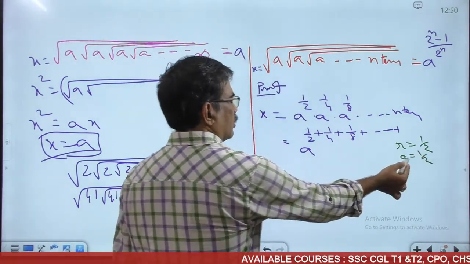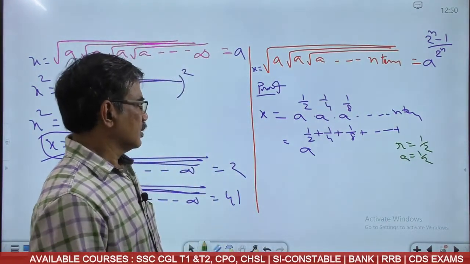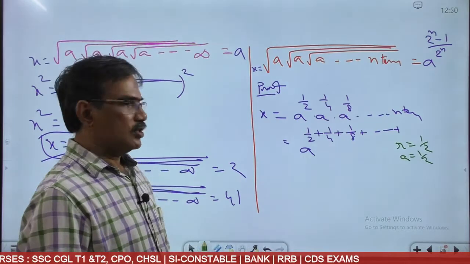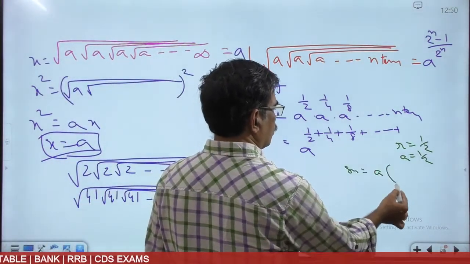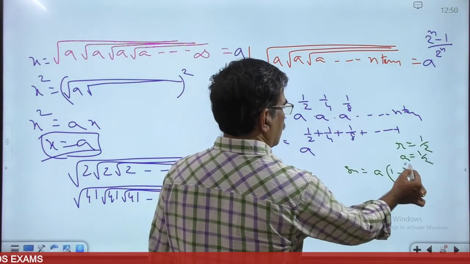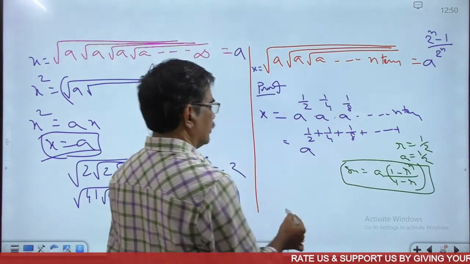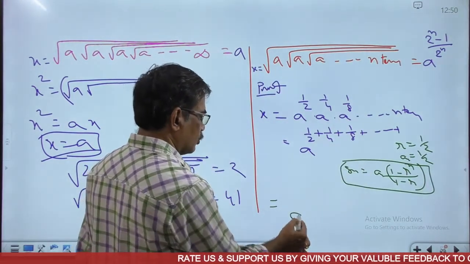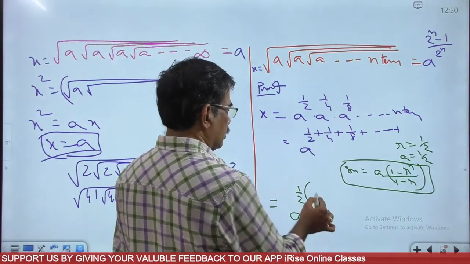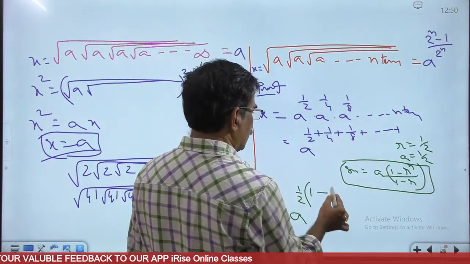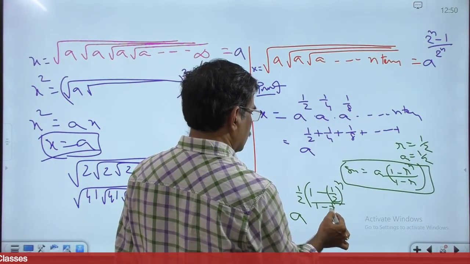Generally the first term is denoted by a, but I want to consider a1. What is the sum of n terms in geometric progression? The sum of n terms in geometric progression is a1 into (1 minus r power n) by (1 minus r). This is the formula. So therefore the answer for this question is a power first term 1 by 2 into (1 minus common ratio 1 by 2, whole power n) by (1 minus 1 by 2), that is 1 minus r.